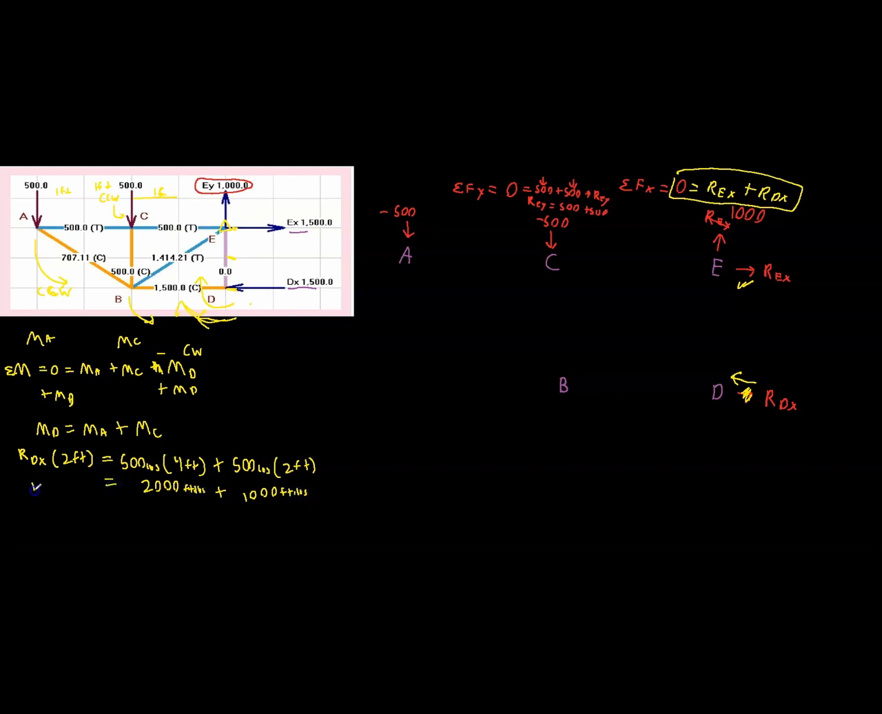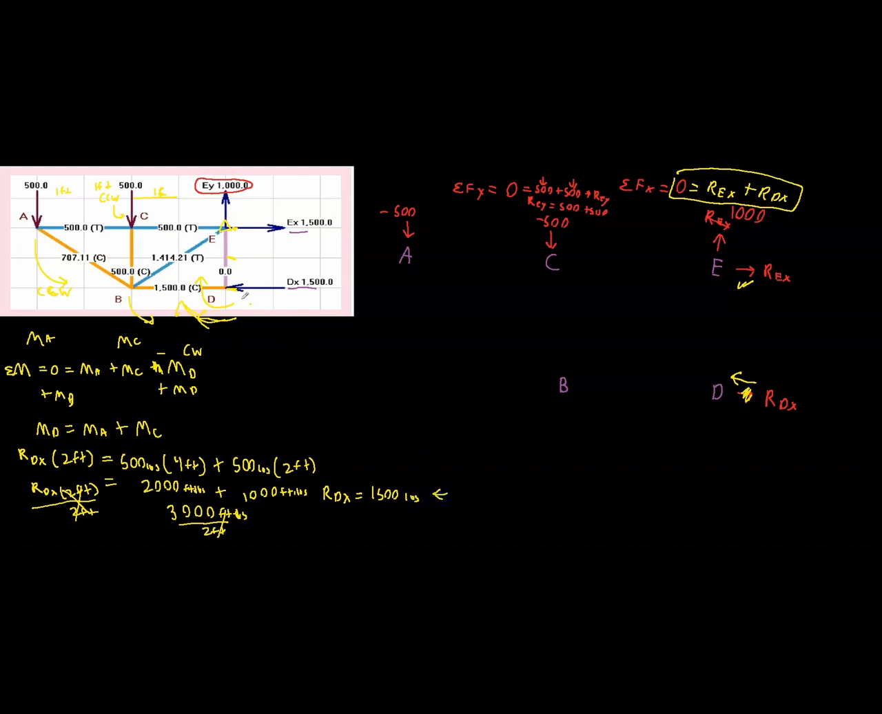And that is going to be equal to, again, root x, as I call it affectionately, RDX, or reactionary force of D in the X direction, times 2 feet. Okay, and this simplifies to 3,000 foot-pounds. And what can I do? Well, I can just divide by 2 feet on both sides. Feet cancels. 3,000 divided by 2 is obviously 1,500, so we get RDX has to equal 1,500 pounds to the left.